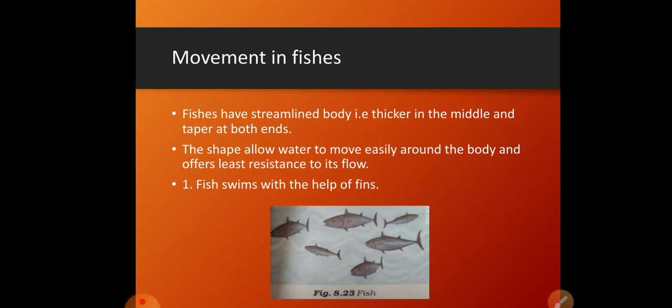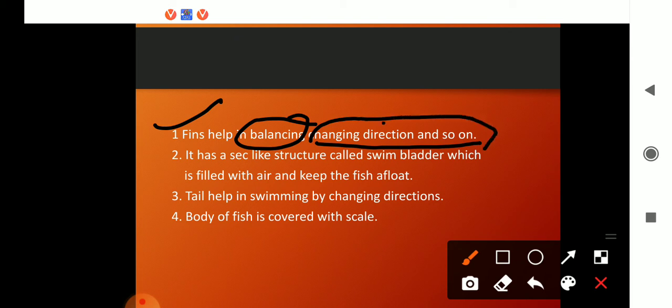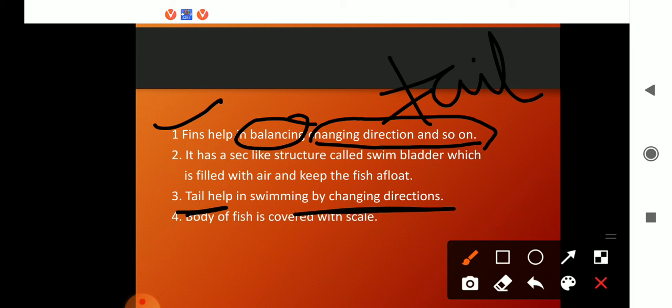It means there are three structures mainly. Now see one by one in the next slide. The first is the fin. Fins help in balancing and changing direction. Mostly they help in balancing. The tail also helps, but the tail mainly does the work of changing direction. And the second is a sac-like structure inside them, which is called the swim bladder, which is filled with air and keeps the body of the fish afloat. It provides buoyancy to the body of the fish. And I told you the tail helps in changing direction. This I have written here also.